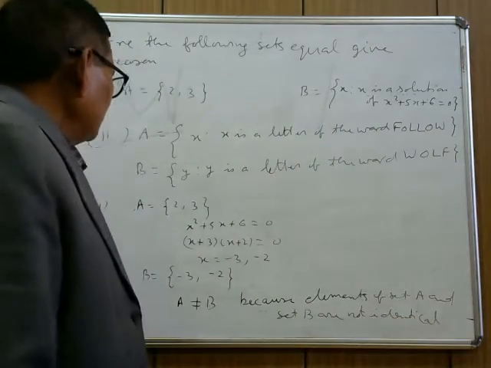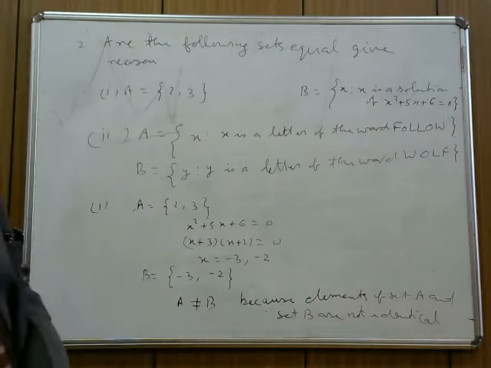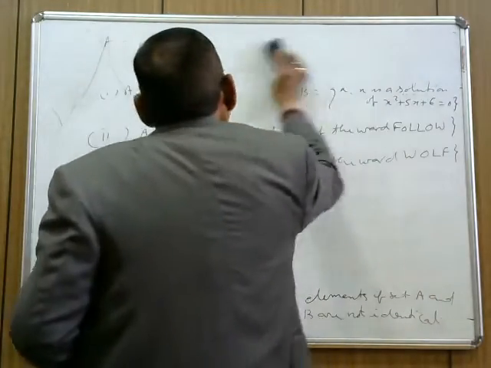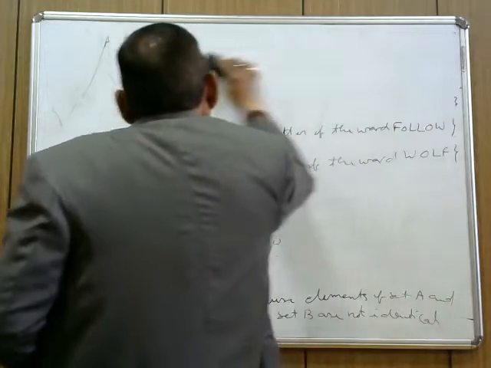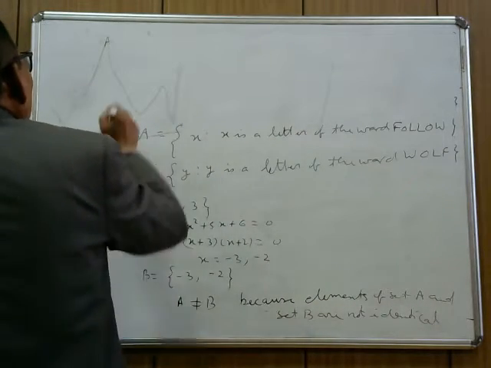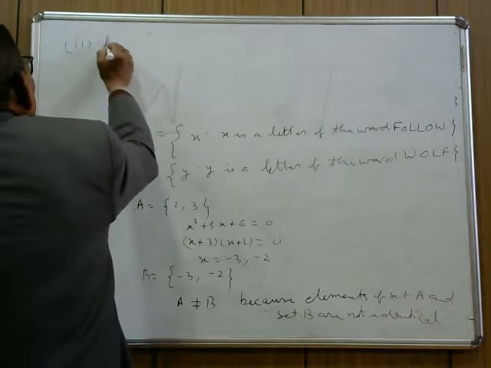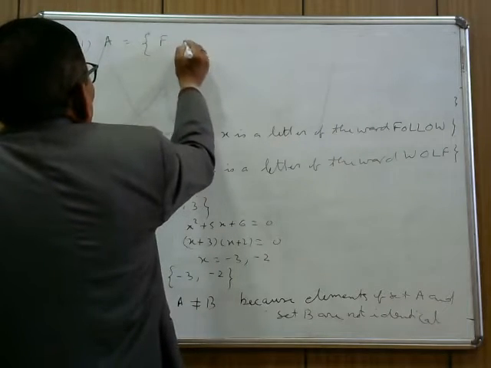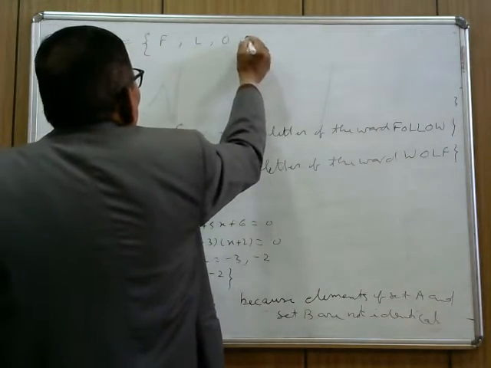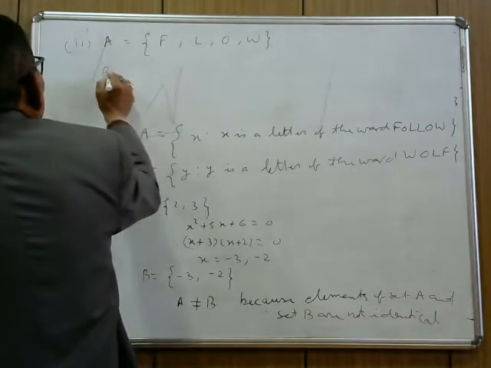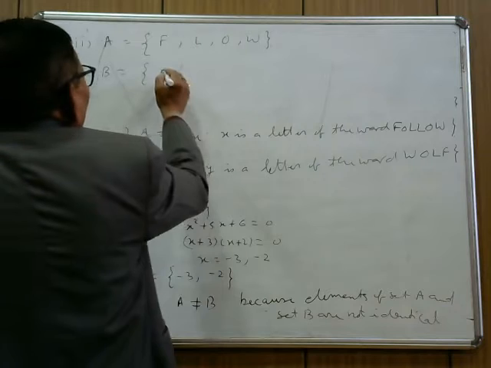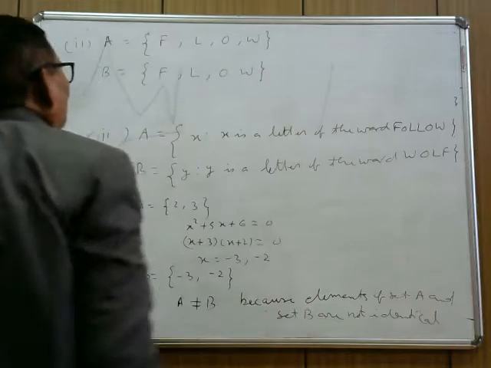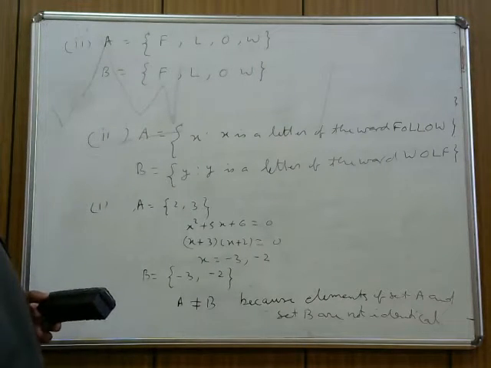Are not identical. Now when you take the second example, in the same way you have to rewrite the given set in roster form. Your set A is the letters of the word follow: F, L, O, W. And set B is the letters of the word wolf: F, L, O, W. Now in this case the elements of A and B are identical, they are the same.